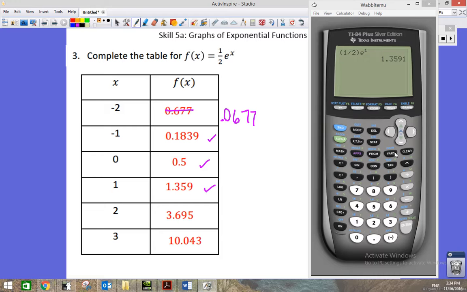1.359. If we key in an exponent of 2, you can see how this is very calculator dependent. To 3 decimals, 3.695. Okay, and if we have this to the third power, if we round it, 10.043. So those are the values that I got with the calculator.